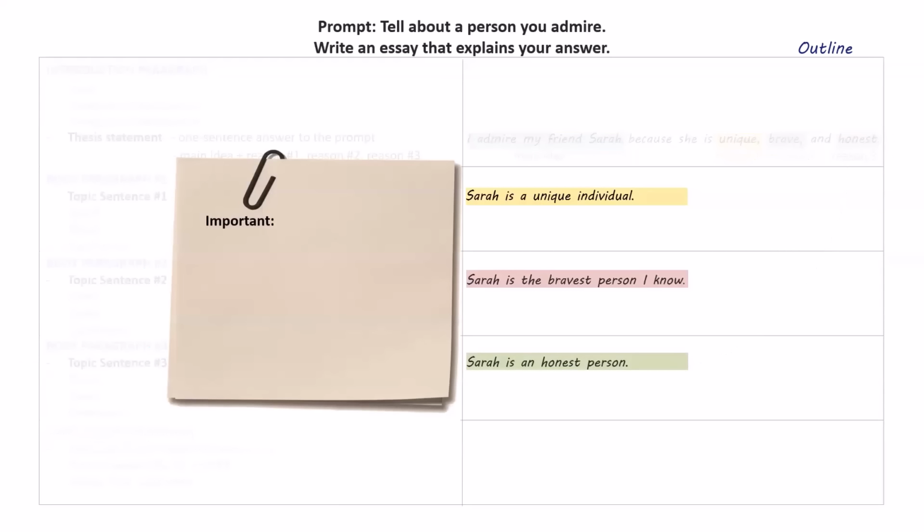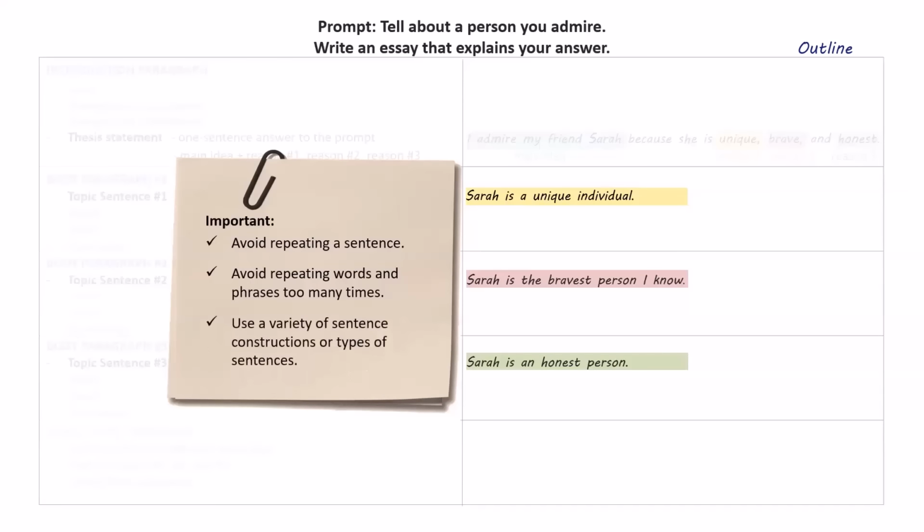One really important tip for essay writing is to avoid repeating the same sentence in your essay. You should also avoid repeating words and phrases too many times in your essay. Try to use different words whenever possible. And finally, use a variety of sentence constructions or types of sentences in your essay.